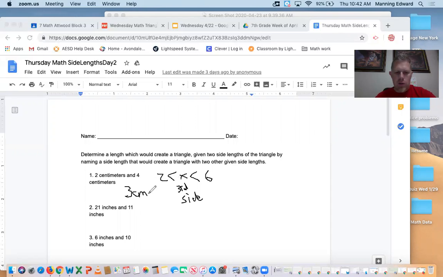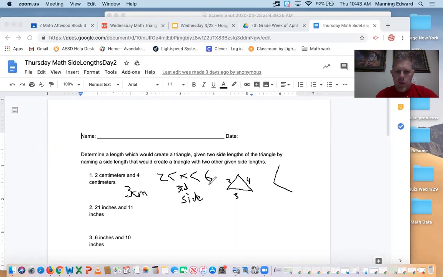I could have a triangle that would be 3 centimeters. If I have one at 2, say this is 2, this is 3. It might not be right to scale. Something like that. Hope you guys are getting understanding it. Of course, it could be something like this. I could even have 2 and 3.